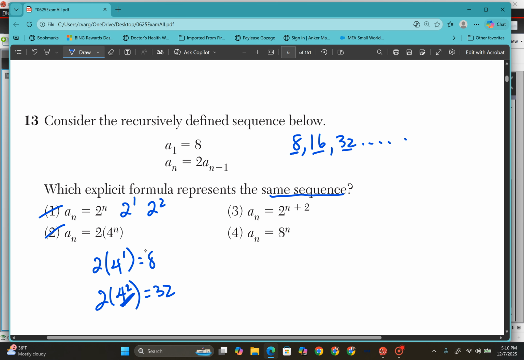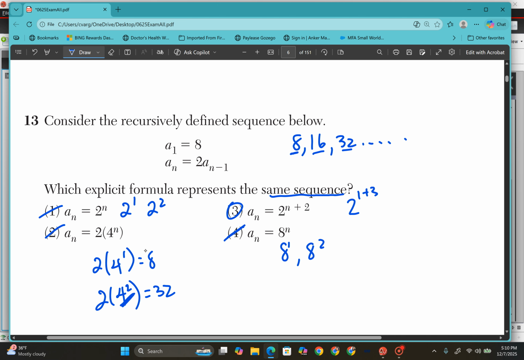Cool. So then this one automatically I know is wrong because 8 to the first is 8 and then 8 to the second is 64. That's not what I have. So it has to be choice 3, but let's check that. 2 to the n plus 1. So 1 plus 2 is 3.